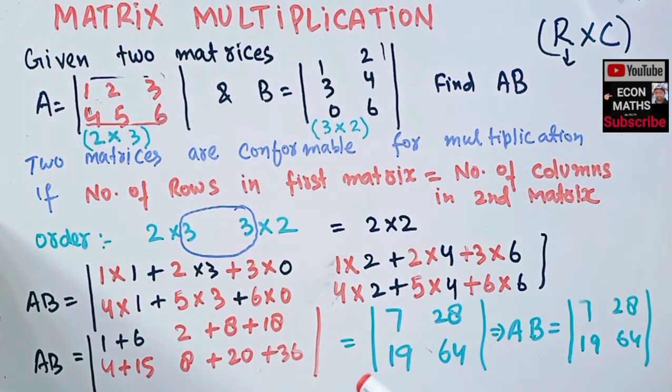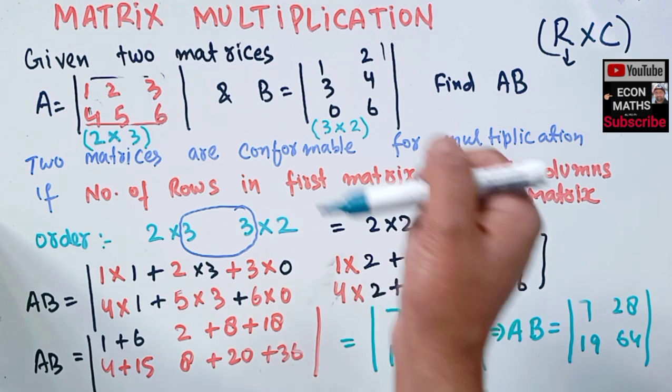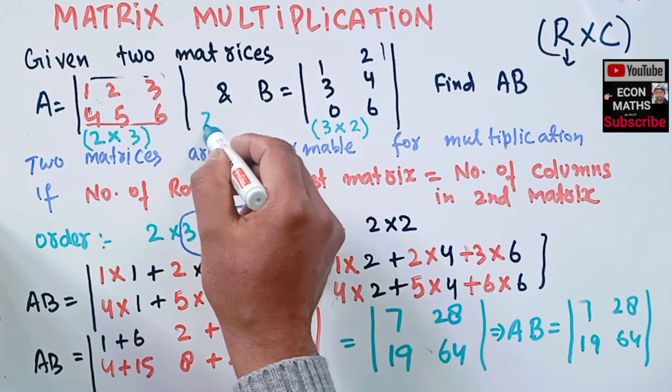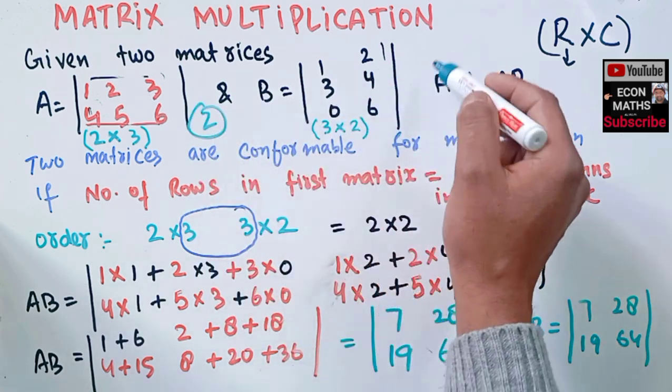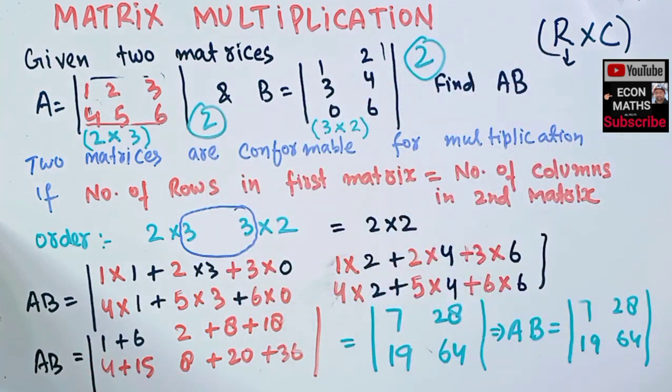If we want to multiply two matrices with different orders, then the condition for their multiplication is that two matrices are conformable for multiplication only if the number of columns in the first matrix is equal to the number of rows in the second matrix. Here the number of columns in the first matrix is 3 and the number of rows in the second matrix is 3, so we can say we can multiply them. Then we multiply each row with its corresponding column. Thank you.